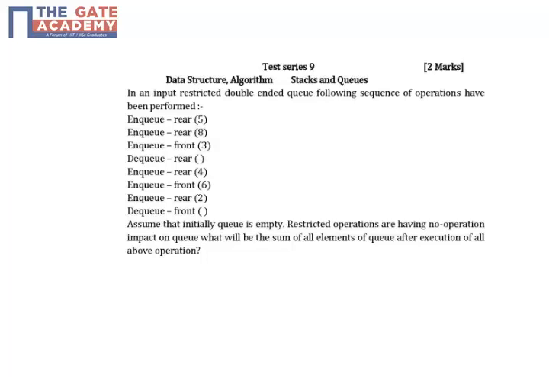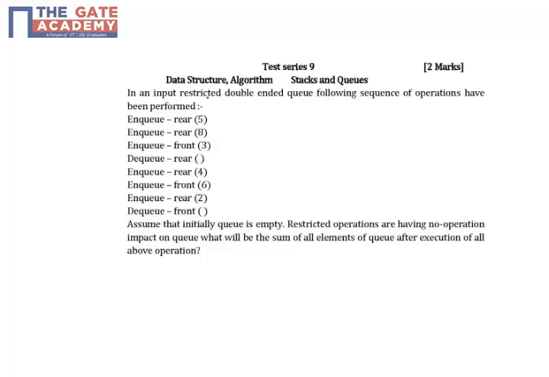They have given a specific queue, that is an input restricted double ended queue. That means the queue is double ended: NQ and DQ both can be performed from both ends, but it is input restricted. That means input can be performed at the rear end only. At the front end you cannot perform the NQ, but output, that is DQ, can be performed on both the ends.